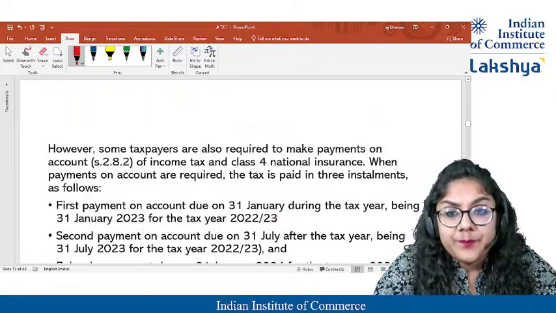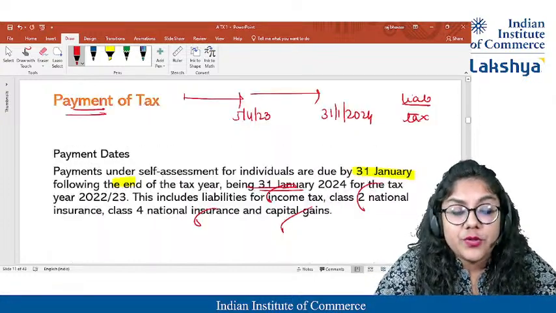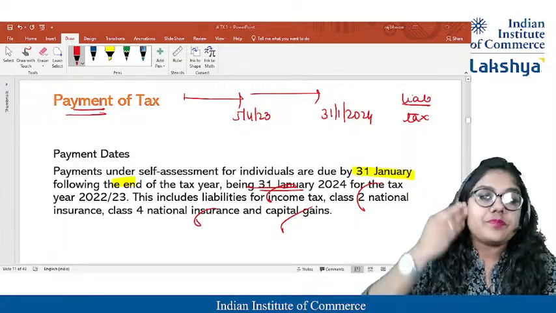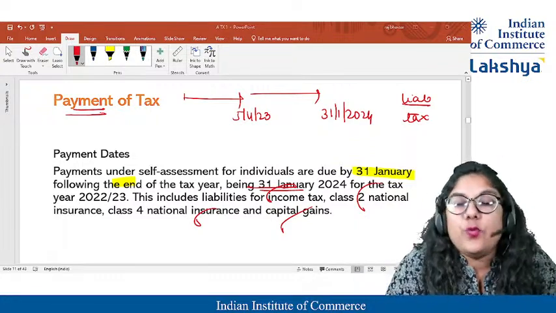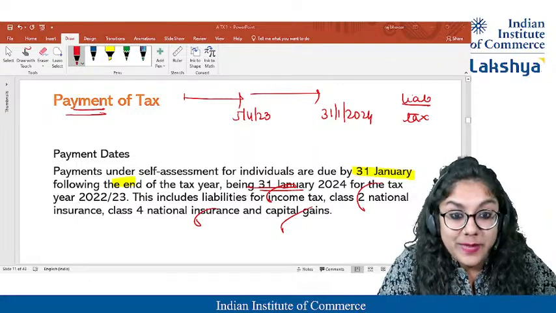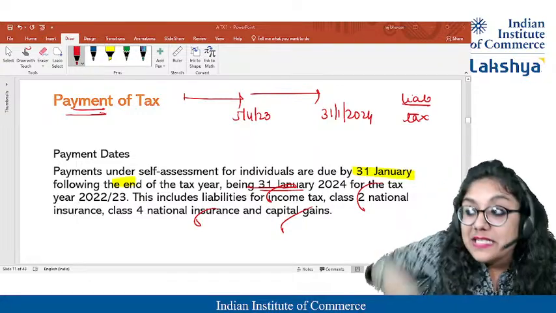But students, sometimes, you remember, some of the people who have a huge amount of responsibility to pay taxes, they pay the taxes in some installments.